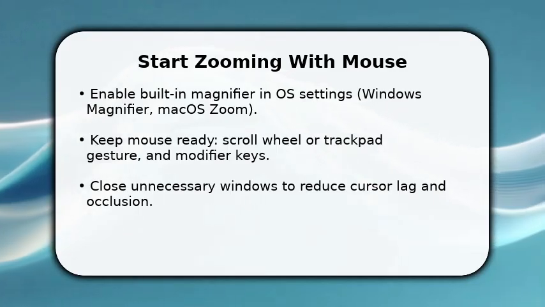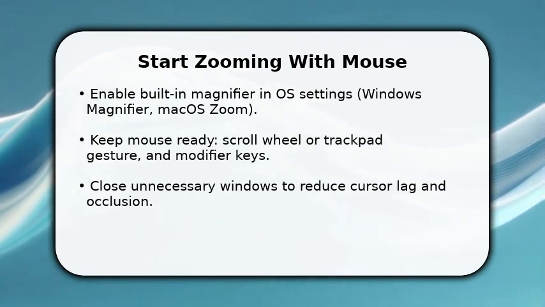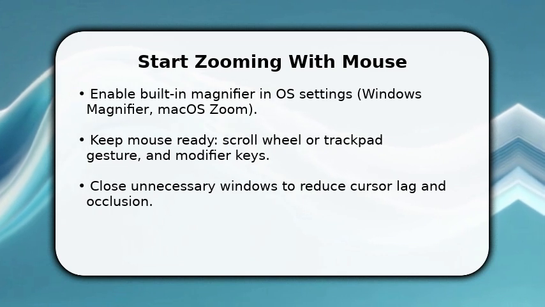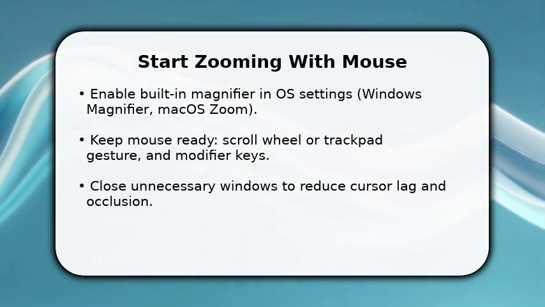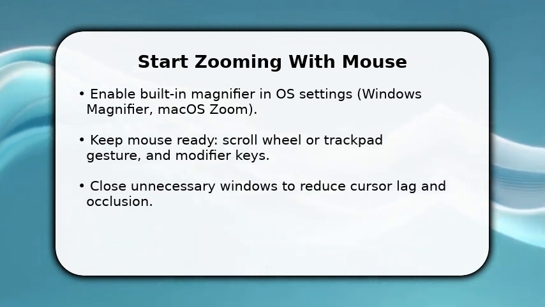You'll begin by turning on your system magnifier and preparing the mouse. On Windows, press Windows and plus to open magnifier. On Mac OS, enable zoom in accessibility. Once done, make sure your mouse wheel or gesture is configured to control zoom.